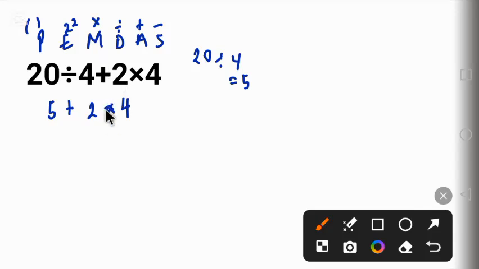Next is multiplication. 2 times 4 will give us 8. So we have a new equation which is 5 plus 8. And 5 plus 8 will give us 13. This is the correct answer.